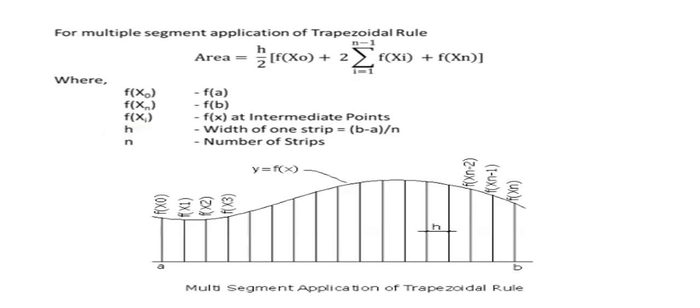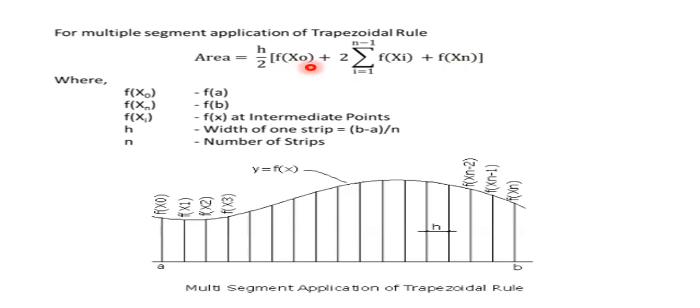h, as we have already seen, is the width of one strip, and n is the number of strips. So if this is the case, then we get this formula: area under the curve is equal to h by 2 into f of x0 plus 2 times summation of f of xi, where i varies from 1 to n minus 1, and then f of xn, which is f of b. So f of a plus f of b.